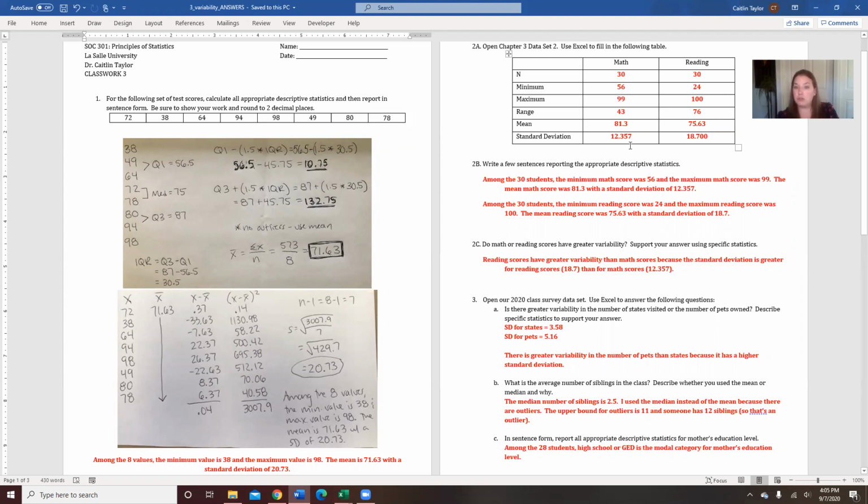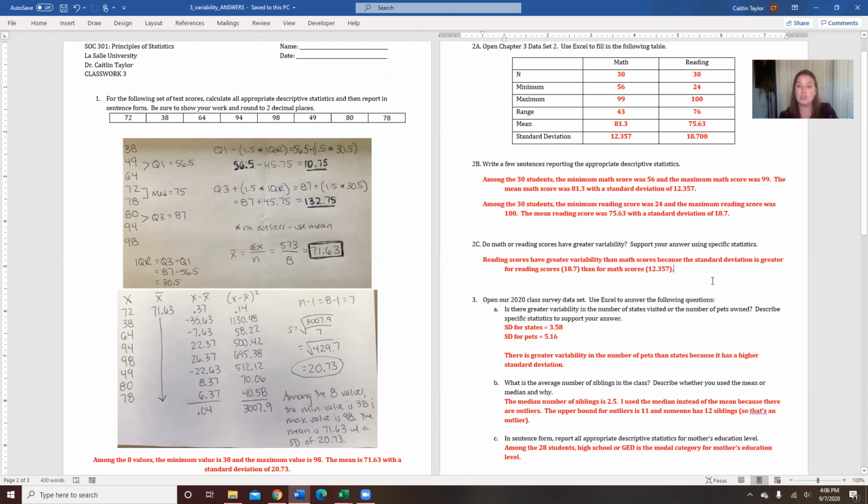So you can copy and paste your answers in here, and then 2B is asking you to write a few sentences reporting the appropriate descriptive statistics. So you can do the math scores first. You would say among the 30 students, 30 is your N, the minimum score was 56, the maximum was 99, the mean was 81.3 with a standard deviation of 12.357. Then do the same thing for reading scores.